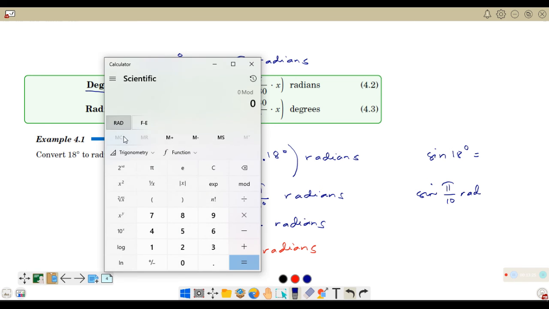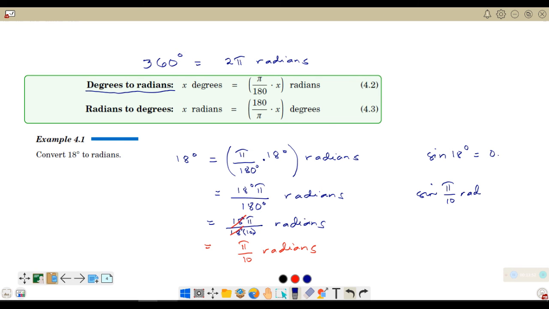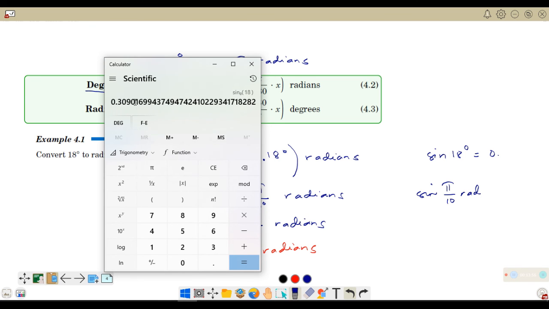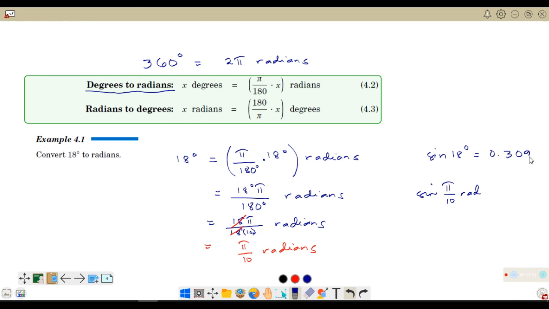Okay, dito muna tayo sa degree mode. We are going to compute for sine 18 degrees. So, plug in muna natin si 18. And then, for the trigonometric function value, we have sine. Ulitin ko ha. 18, sine. We have 0.3090. Yan, approximately equal to 0.3090 siya.